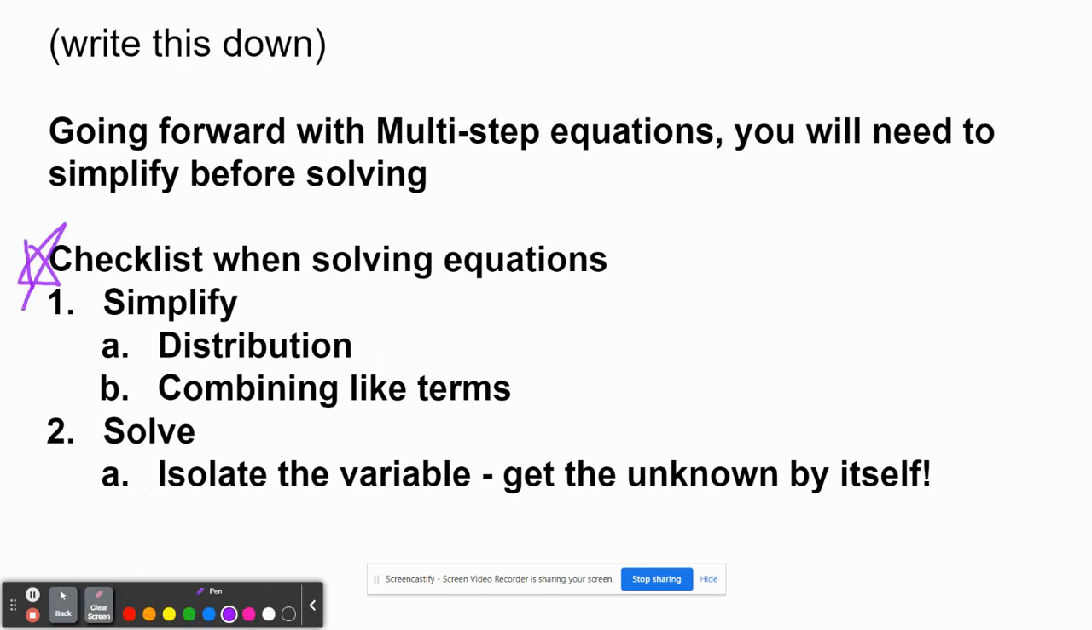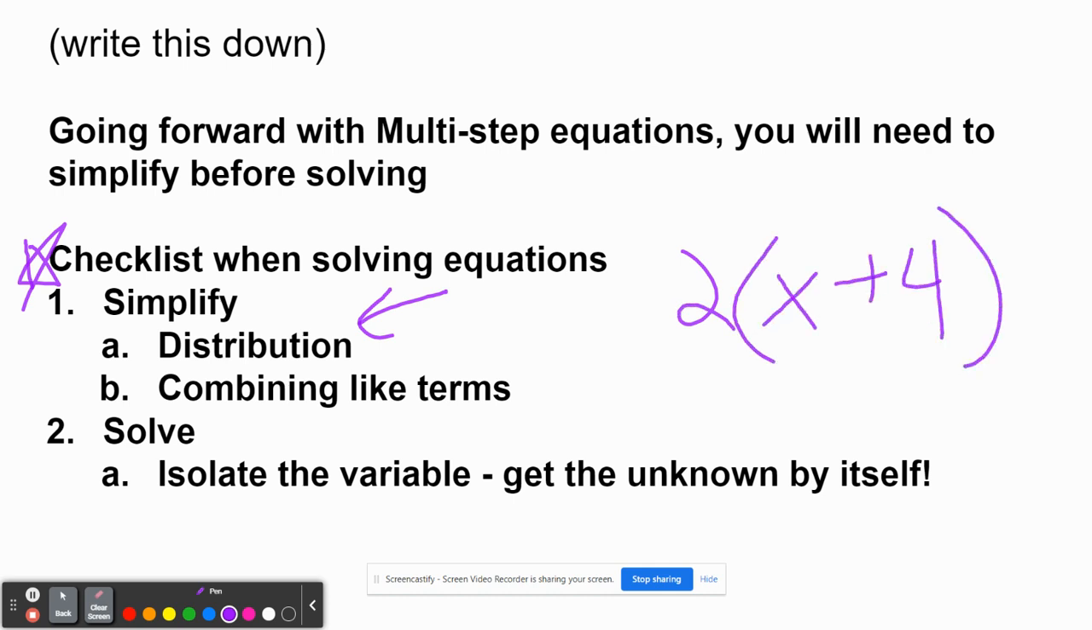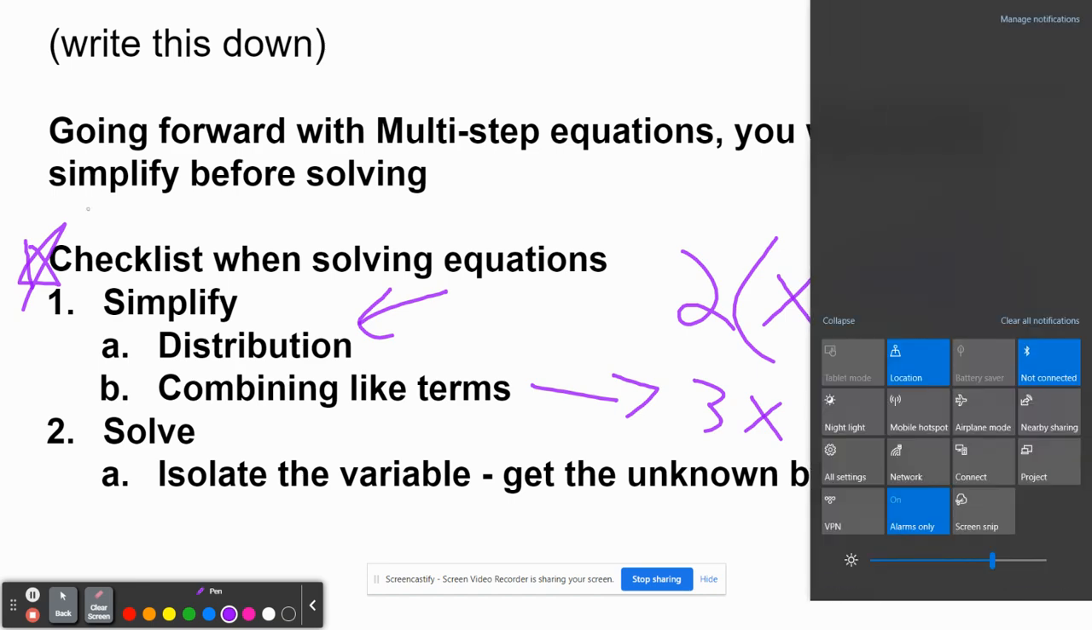I'll put a star there. There we go. You always want to look at your checklist when solving equations. The first thing we need to do before we can solve is simplify. That might be distributing. If you have something like 2x plus 4, you want to distribute before you can solve for x. Maybe for combining like terms, you would have 3x plus 5x. There's no reason to have that remain like that, especially on one side of the equal sign. That can simply become 8x because they're like terms.